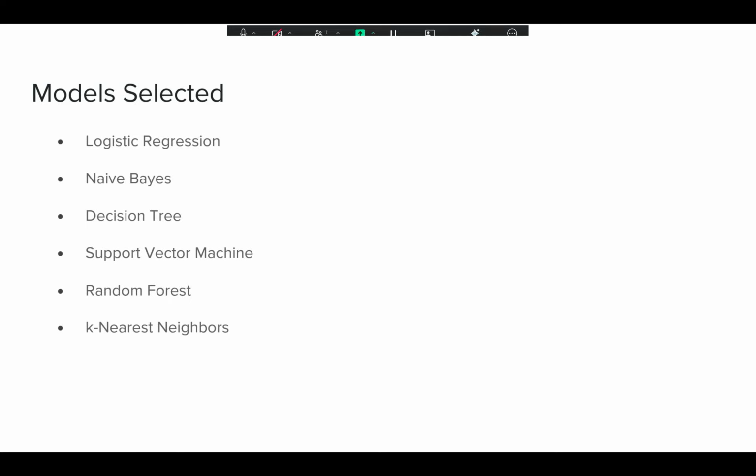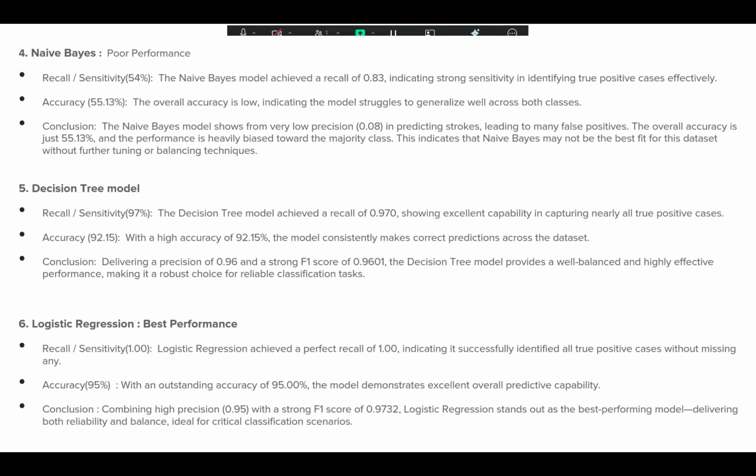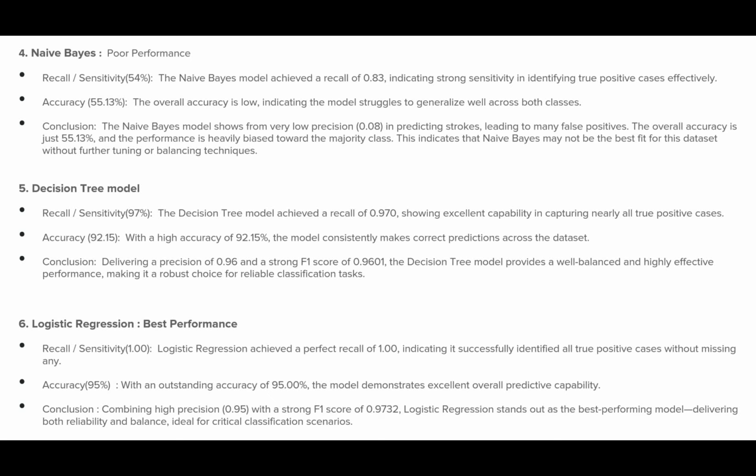I'll continue the analysis with logistic regression, naive Bayes, and decision tree. When we performed the naive Bayes analysis, we found recall and sensitivity at 54, which shows poor performance, and the accuracy rate is also pretty low. The decision tree has good recall and sensitivity, that is 97%, and accuracy is 92.15%. Whereas logistic regression shows the best performance, with an accuracy of 95%.